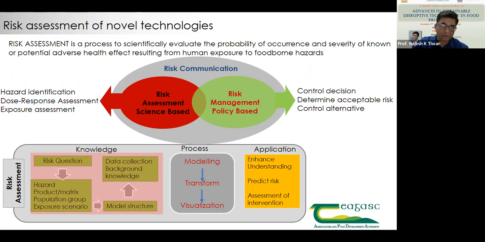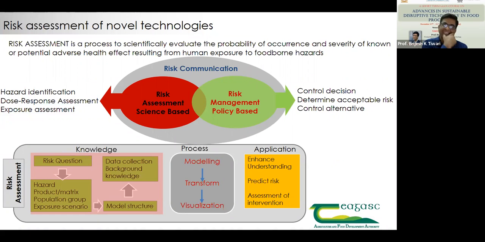So these are the three important things: risk assessment, which is science-based, and then risk management, which is mainly policy-based. That means what are the control decisions, determining the acceptable risk and controlling alternatives. So this is for risk management, and then everything related to risk communication.